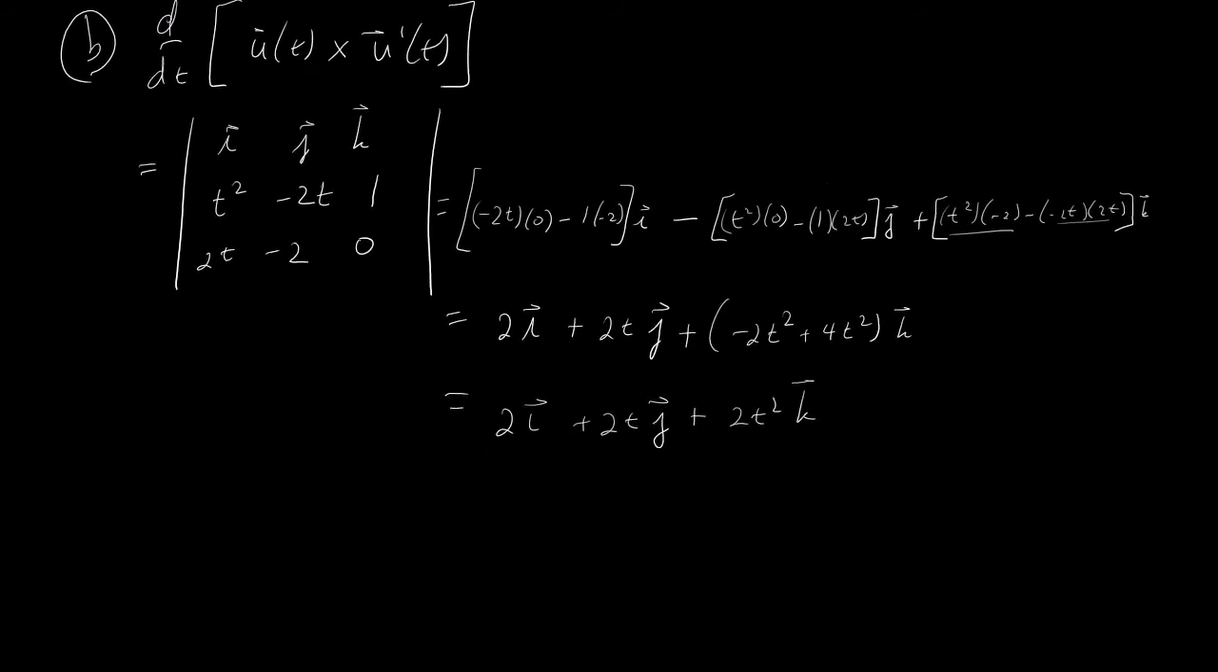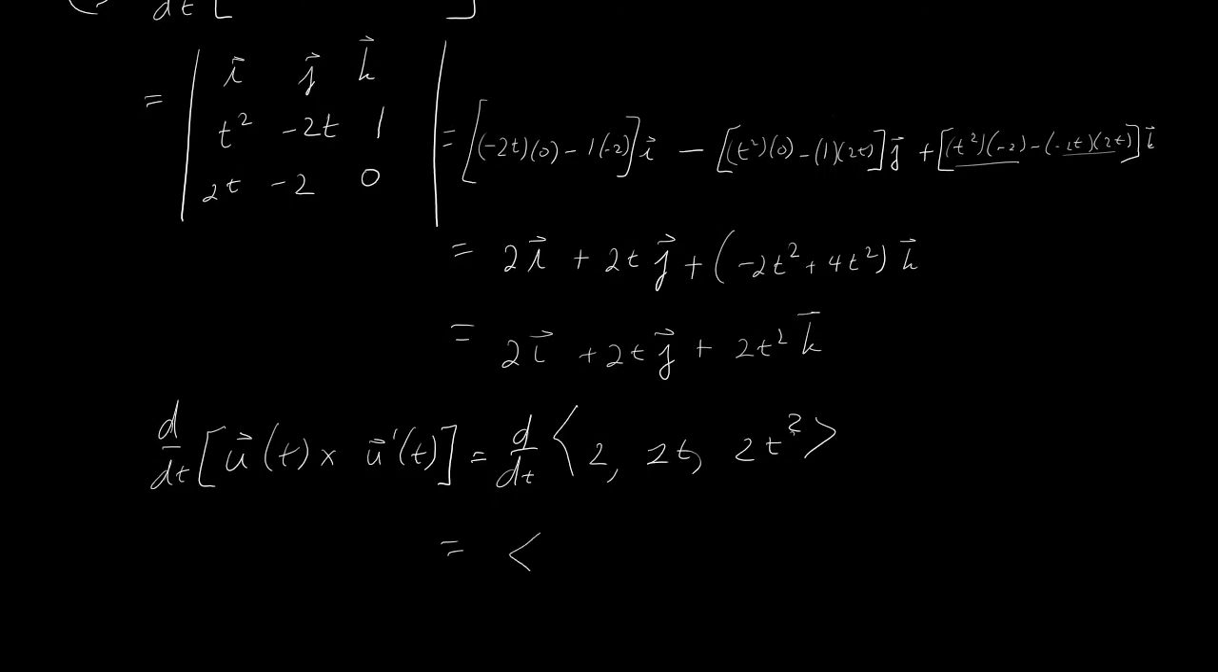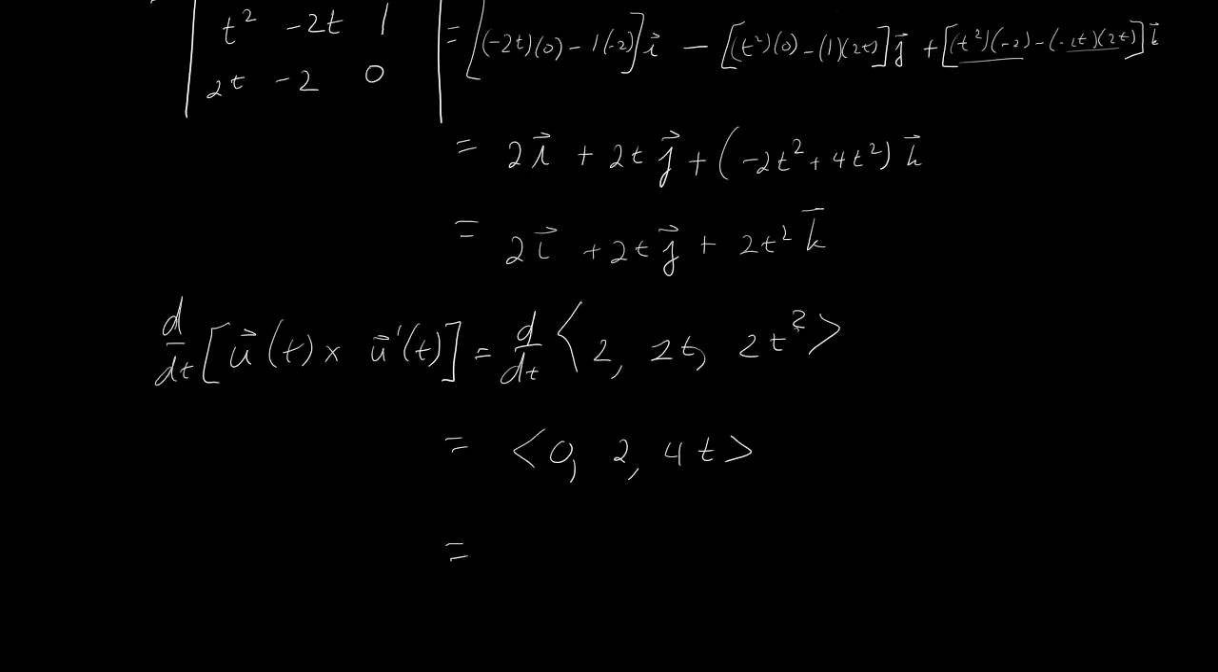So we were asked to find the derivative of this, u of t crossed with u prime of t. So that's d by dt of 2, 2t, 2t squared, if I want to put it in component form. So that's going to be equal to 0, 2, 4t. So back into standard unit vector notation, we have 0 in the i direction plus 2 in the j direction plus 4t in the k direction. And there we have it.